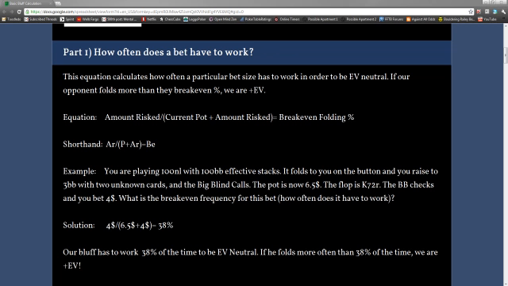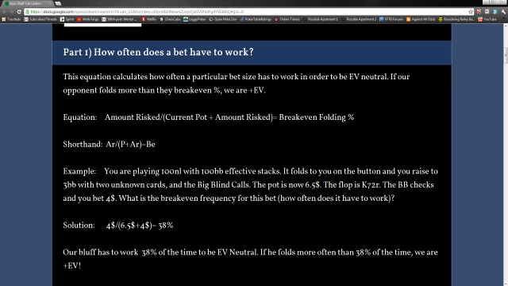Okay, guys, so in part one, we're going to start with the simplest calculation. How often does a bet have to work in order to be plus EV? This equation calculates how often a particular bet size has to work in order to be plus EV, or in order to be EV neutral. If our opponent folds more than the break-even amount, we are plus EV.